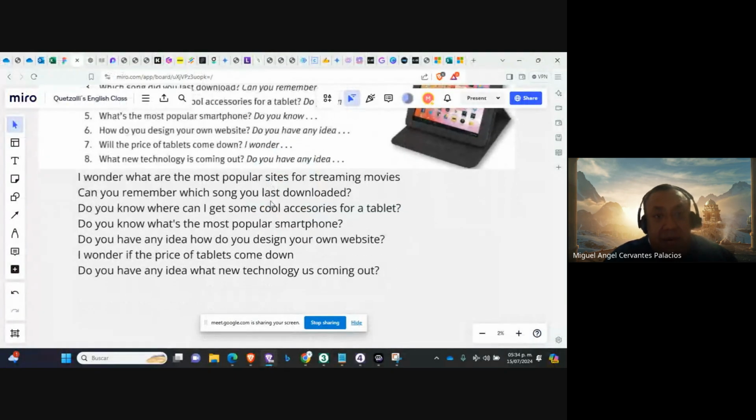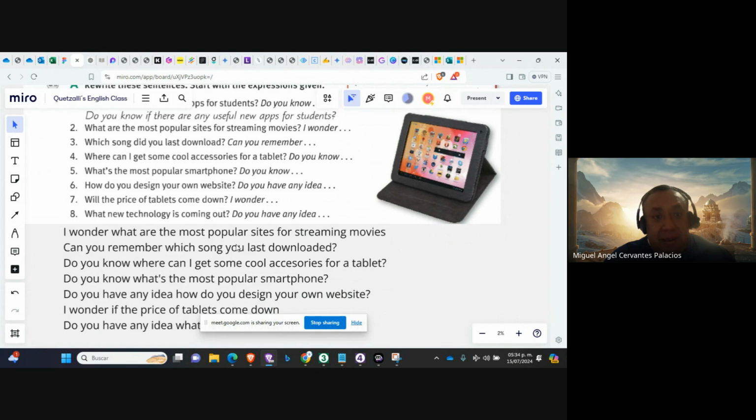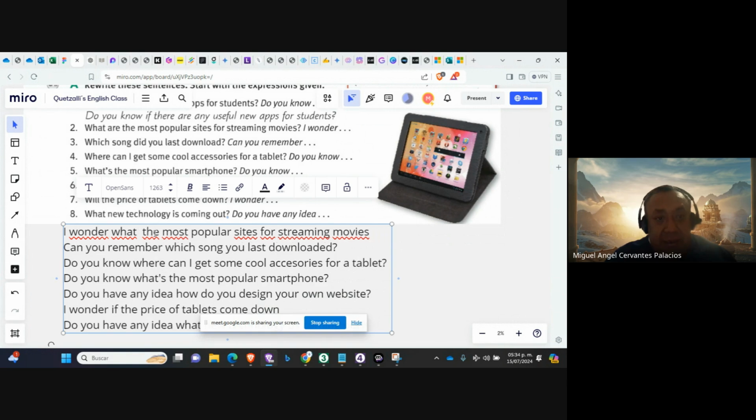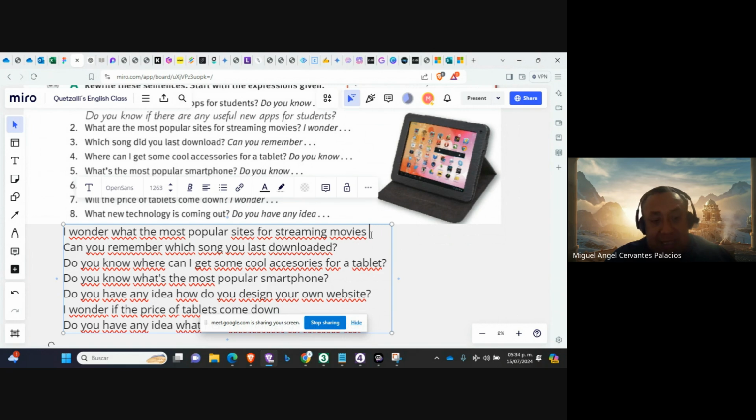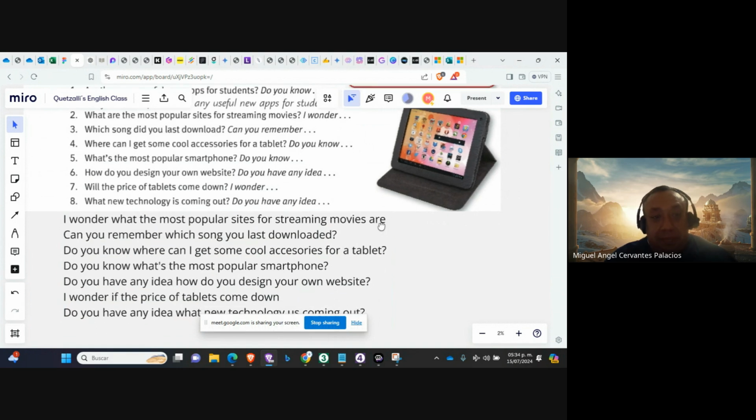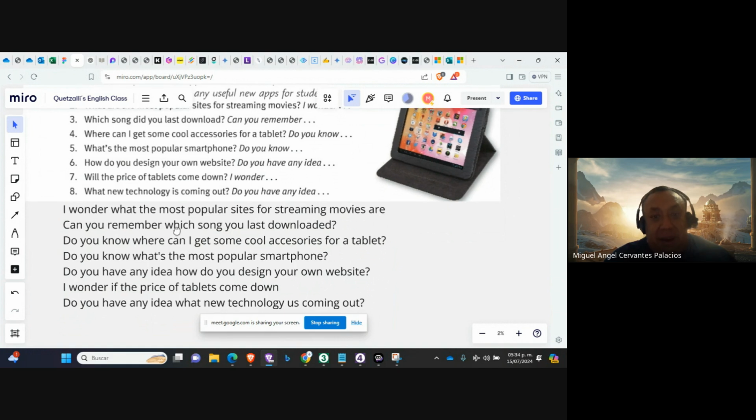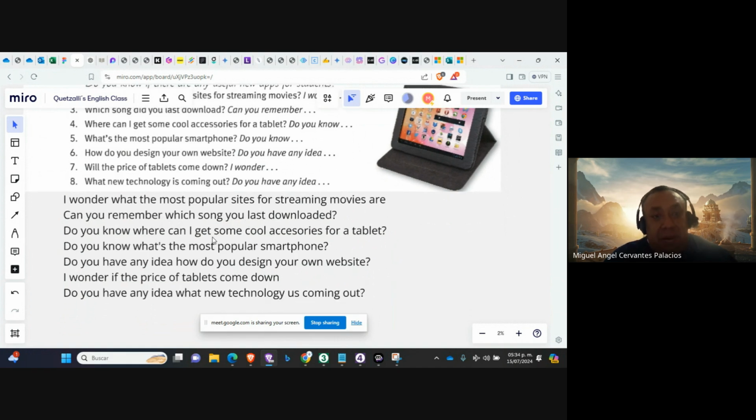What are the most popular sites for streaming movies? I wonder what the most popular sites for streaming movies are. Remember, the verb has to be at the end, okay? Oh, yes. Okay. Can you remember which song you last downloaded? Very good.